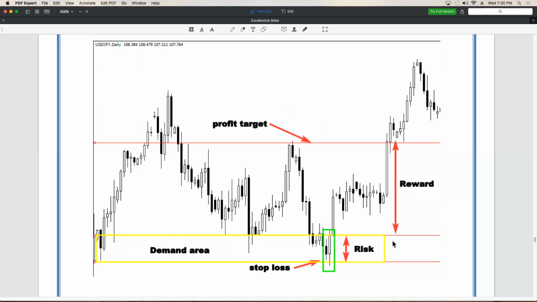You see that? Let's say this is 10 pips right here. You're risking 10 pips. And this is 40 pips. The reward is 40 pips. Hey, you see?